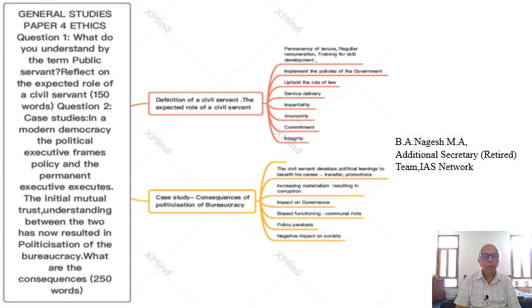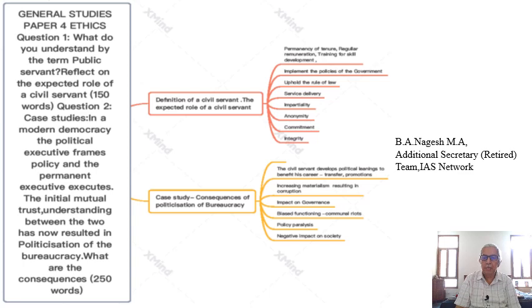Today we do the 2019 paper. I've taken one question from the theory part and one case study. First question: what do you understand by the term public servant? Reflect on the expected role of a civil servant, for 150 marks. Now, civil service, details regarding civil service.